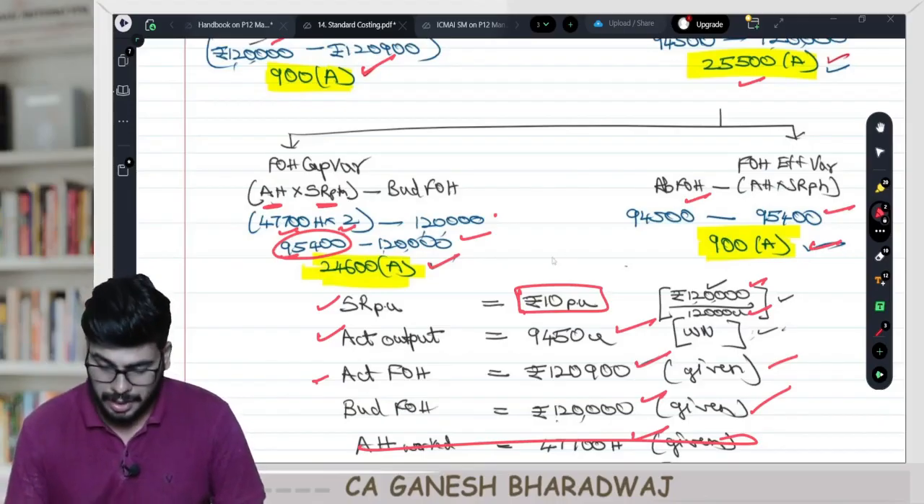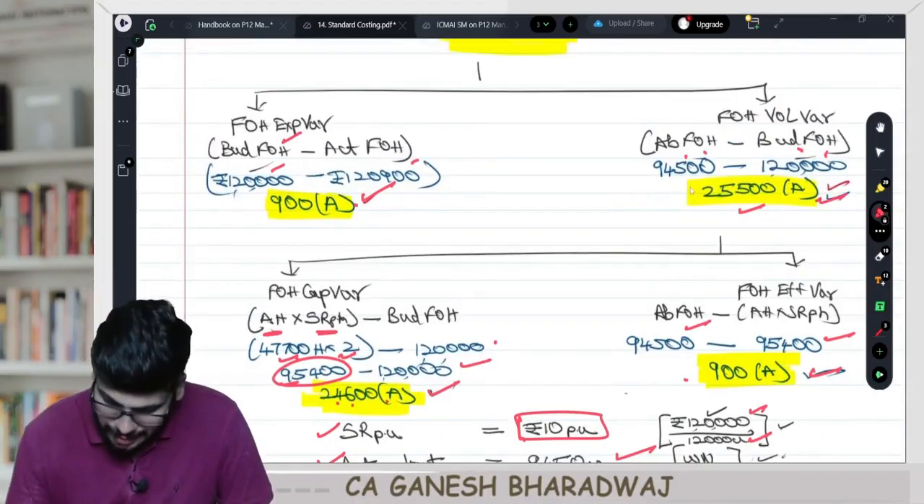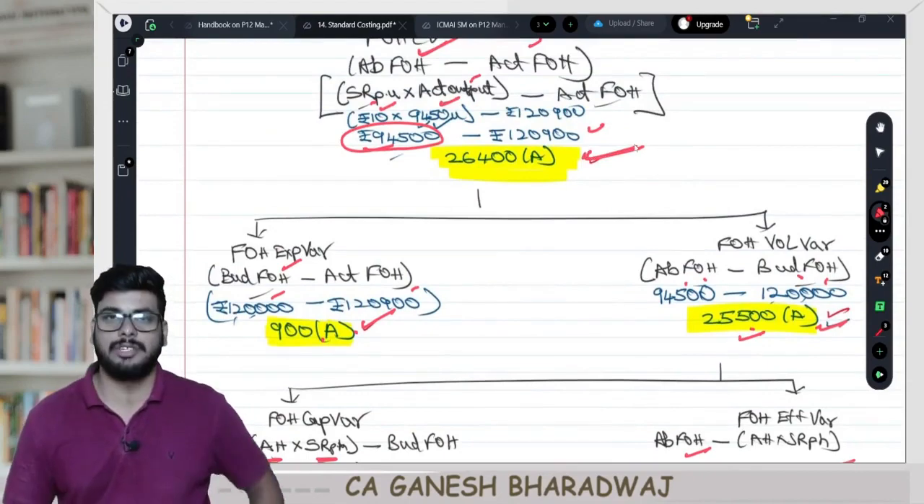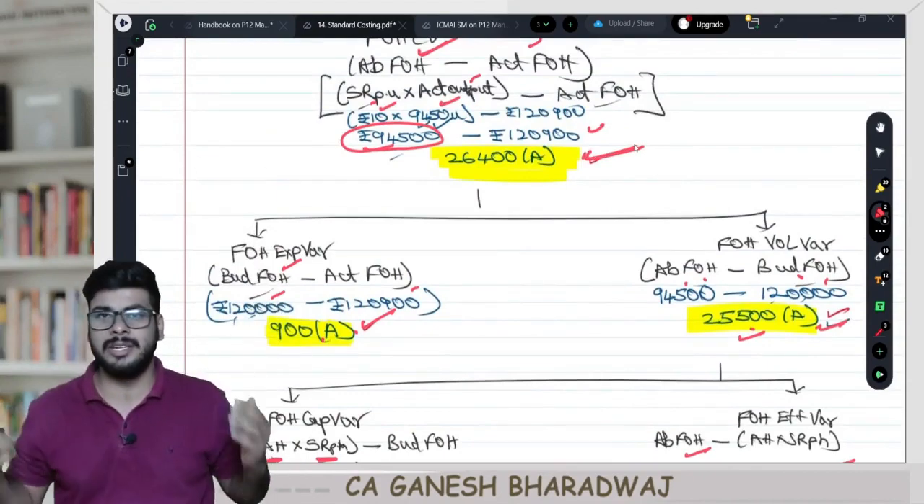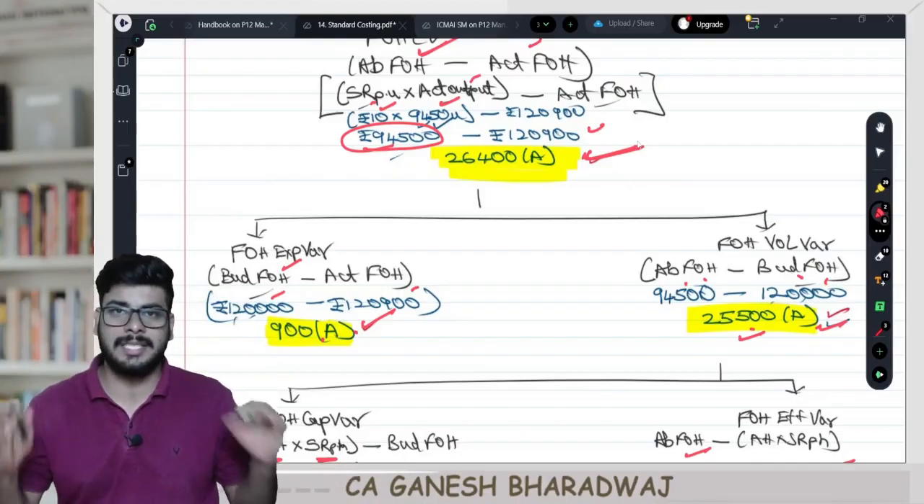So now adverse variance. So now you add the two, 24,600 plus 900, you get how much? 25,500 adverse variance. Now you add these two, 900 plus 25,500, you get how much? 26,400 variance. That's all. The entire tree is sorted, and with this we've completed the fixed overhead variances. Guys, it is that simple.